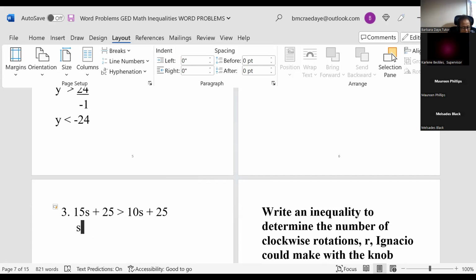S, you say is greater than what? 5S. No, you can't have two S. You've got to have just S on the left, and the five on the right. So you say S is greater than what? 5.